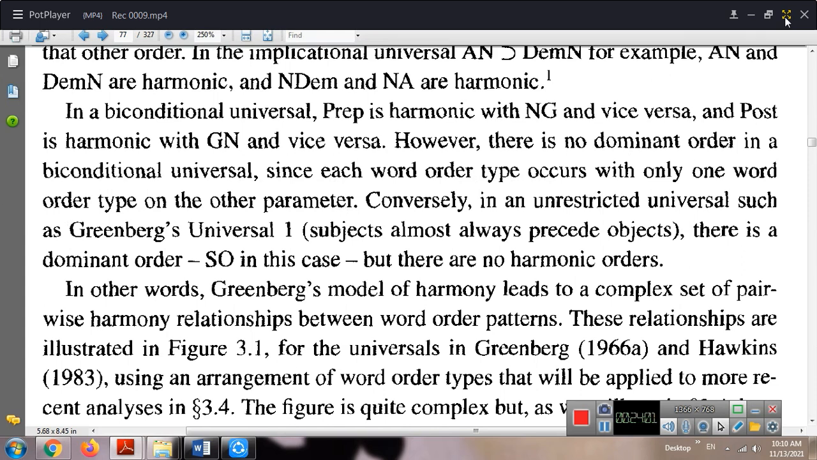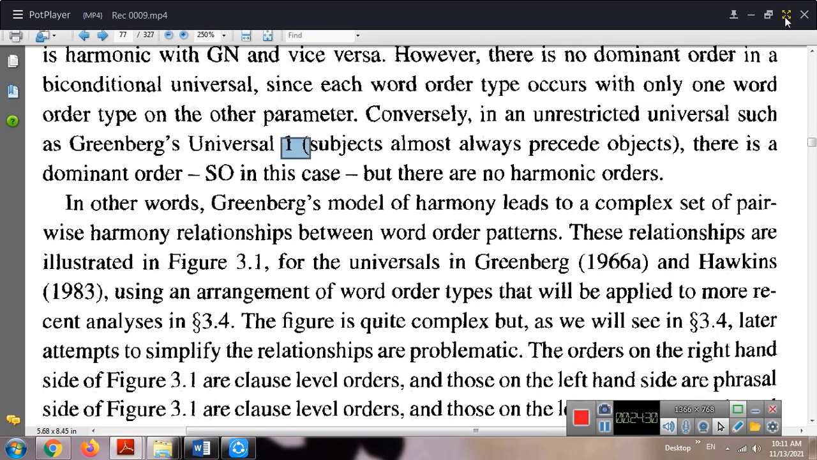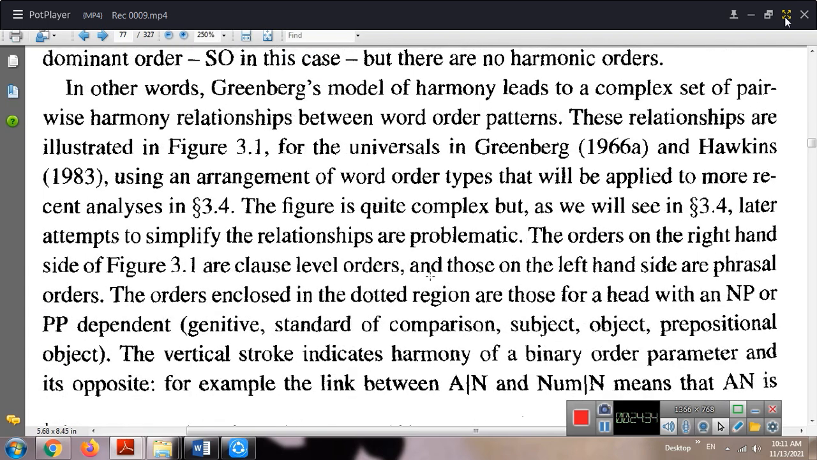Conversely, in an unrestricted universal, such as Greenberg's universal number 1, which we consider unrestricted because it holds in all of the languages, subjects almost always precede objects. There is a dominant order, subject-object, in this case, but there is no harmonic order because we have just one parameter. Therefore, we have no harmonic order. In other words, Greenberg's model of harmony leads to a complex set of pairwise harmonic relationships between word order patterns.